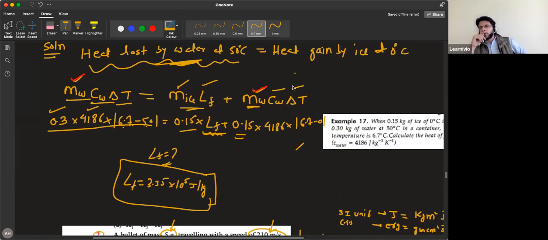See, there is one more topic in thermal properties, which is not in our schedule. But if you get time, that's an easy topic, and you should read it. And that is thermal expansion.